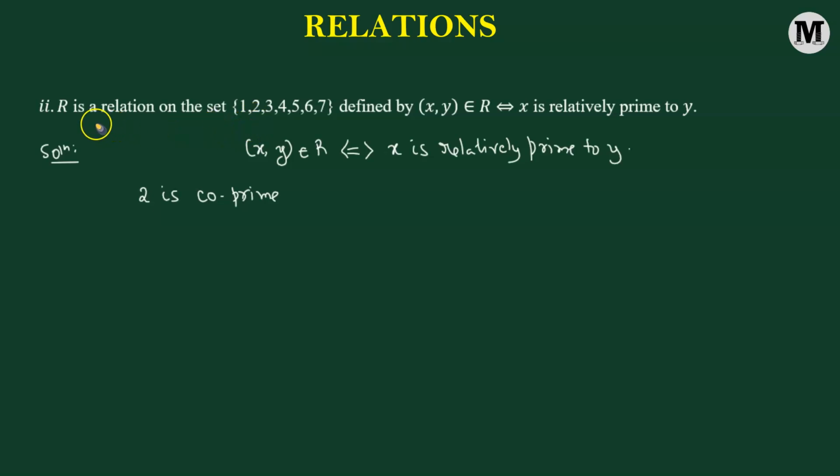Now we have to be careful here. It's given in the problem that R is a relation on the set A. That means R is a relation on the set A simply means that R is a subset of the Cartesian product of the set A with itself.